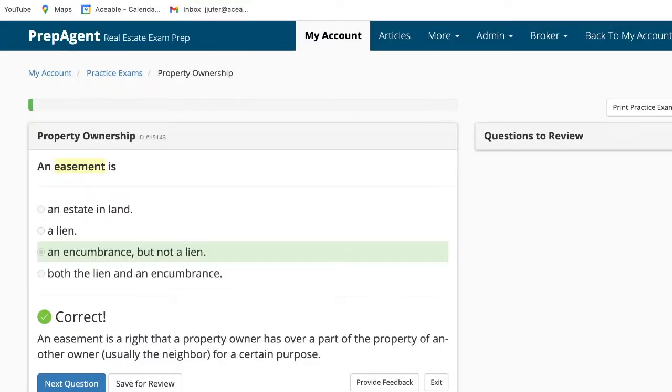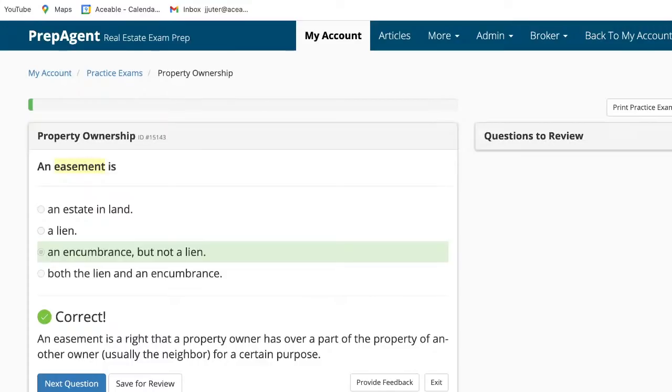Because an easement has nothing to do with money. Everybody got that? An easement has nothing to do with money, but yet it's an encumbrance. Everybody got that right? I got it, Joe. You're so smart. You're the best teacher ever. I wish you were in my live class. So much better. You don't have to say all that, but you can if you want. Okay, so an easement is an encumbrance that doesn't have to do with money.